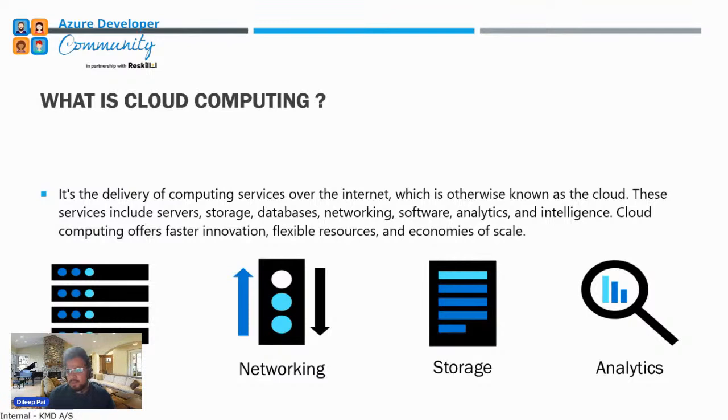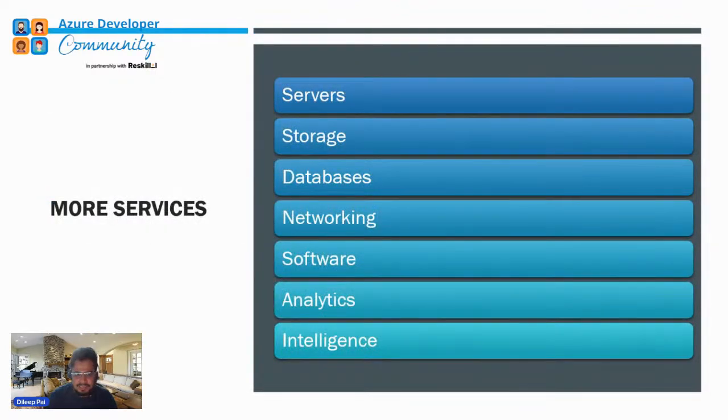So, what are the services offered in cloud computing? One is compute, definitely, then networking services, storage, and analytics services. These are the four main categories of any system you are expecting. Now, only these services? No. These are some other services the cloud manages for us: servers, storage, database, networking, software, analytics, and intelligence. So these are the set of services.